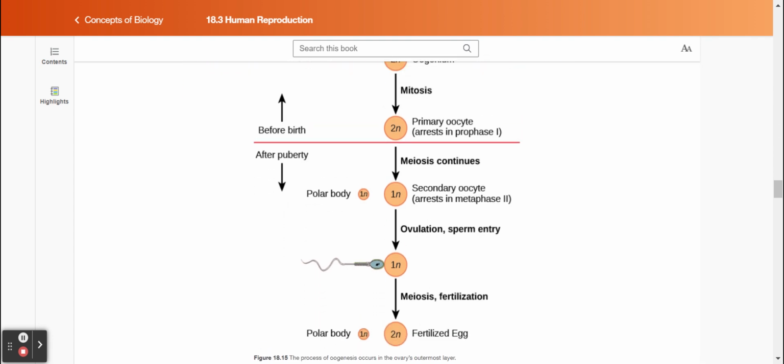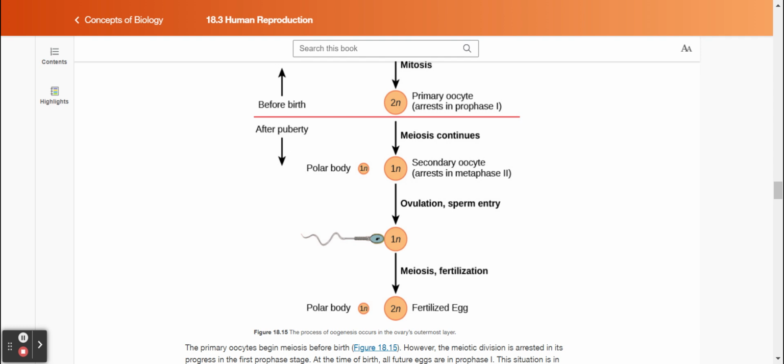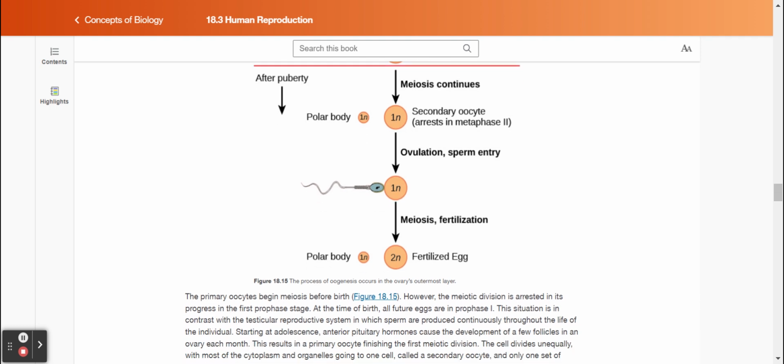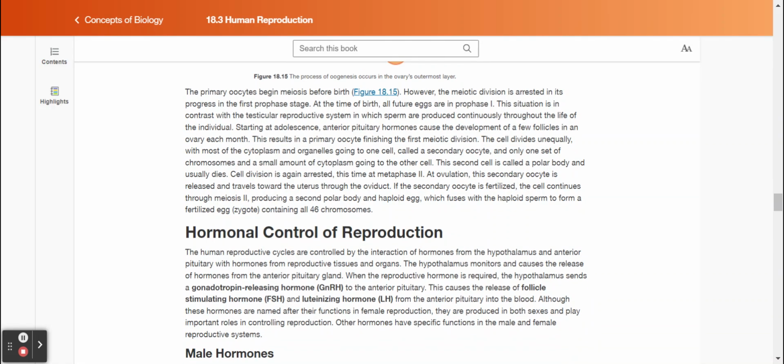Figure 18.15. The process of oogenesis occurs in the ovary's outermost layer. The primary oocytes begin meiosis before birth. However, the meiotic division is arrested in its progress in the first prophase stage. At the time of birth, all future eggs are in prophase 1.